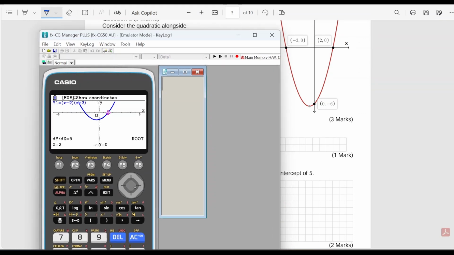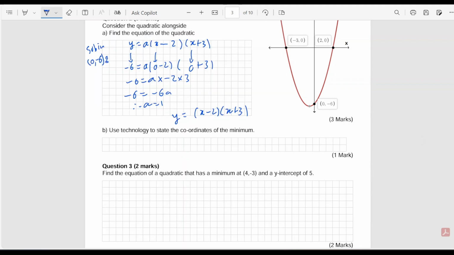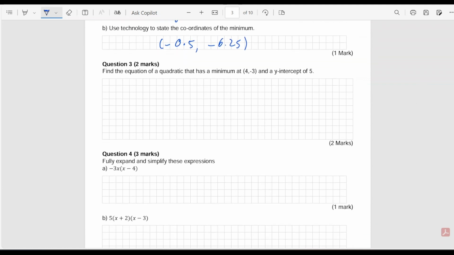So we have minus 3 and crosshair is 2, so that's good. And if we go draw it again and we go G-Solve, actually one other thing we should check, trace at 0 is -6, so that's the y-intercept, that's good. And we go G-Solve min to get -0.5, minus 6.25. Cool.